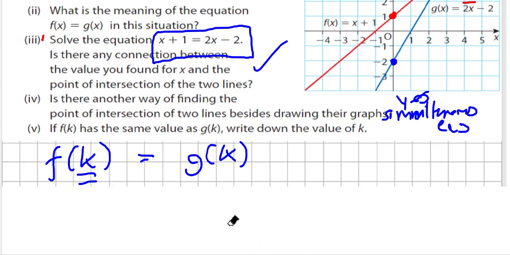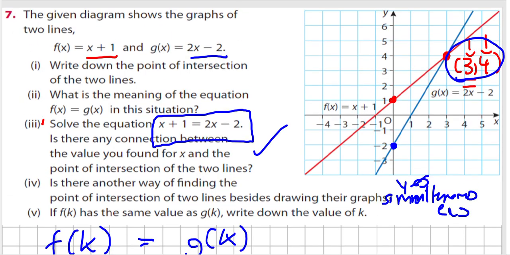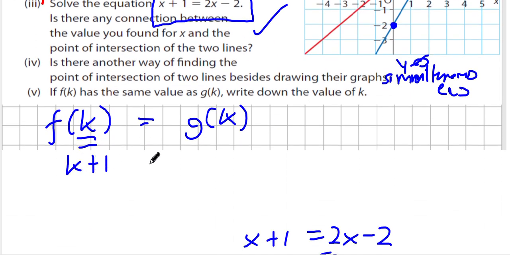And I think we're all right here because look what we can do. Does everybody see f of x? f of k means replace x with k. g of k means what? So we're just going to put them equal to each other because it says they're the same value. So I'm just going to get k plus 1 equals 2k minus 2. And I'm going to do the exact same thing I did earlier.